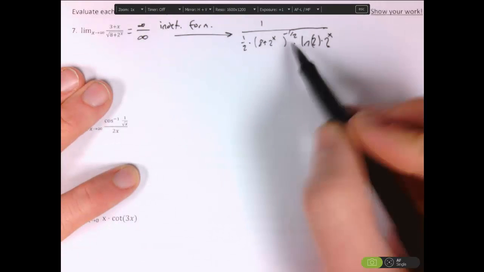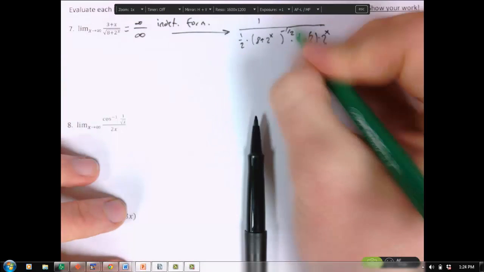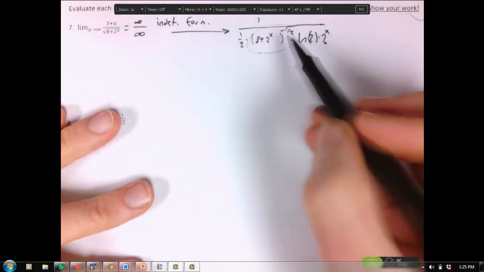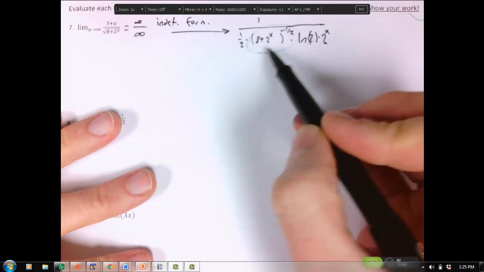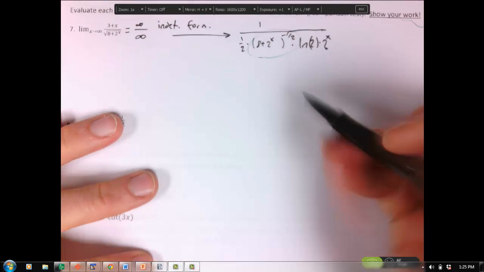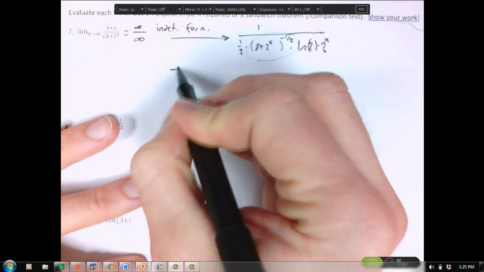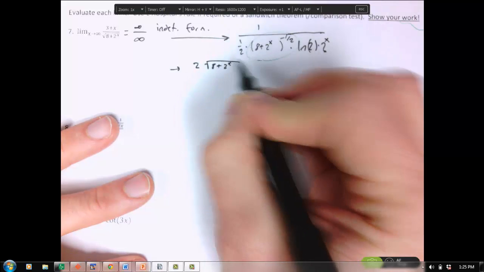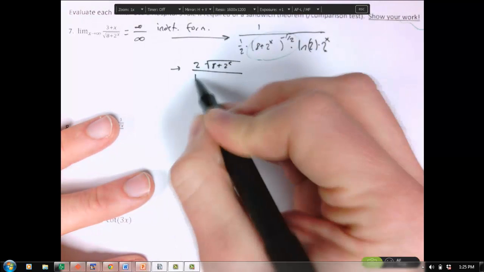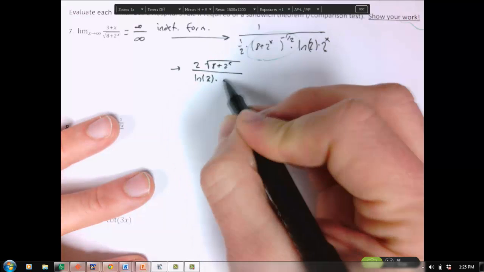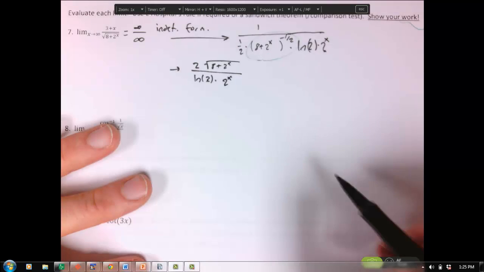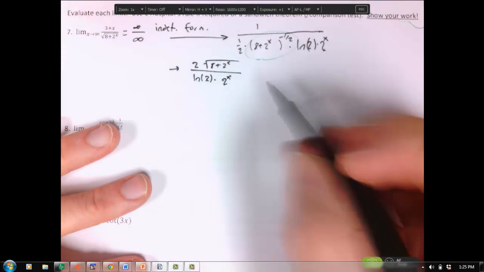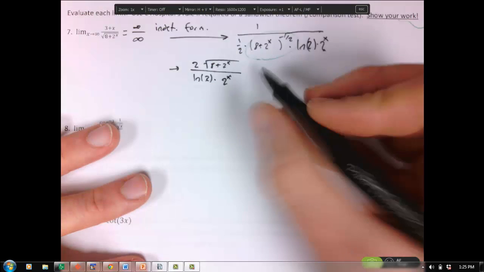So this piece is going to make its way into the numerator, because this is the same thing as 1 divided by this stuff, and so you can kind of invert and multiply. So all of this can get rewritten as 2 times the square root of 8 plus 2 to the x, that's all in the numerator, divided by natural log 2 times 2 to the x. All right, and this is still limit as x approaches infinity. This doesn't seem to have helped, but if we do it one more time, that should do it.